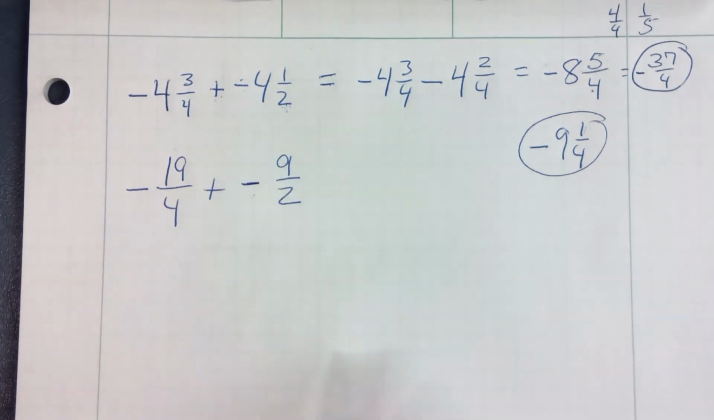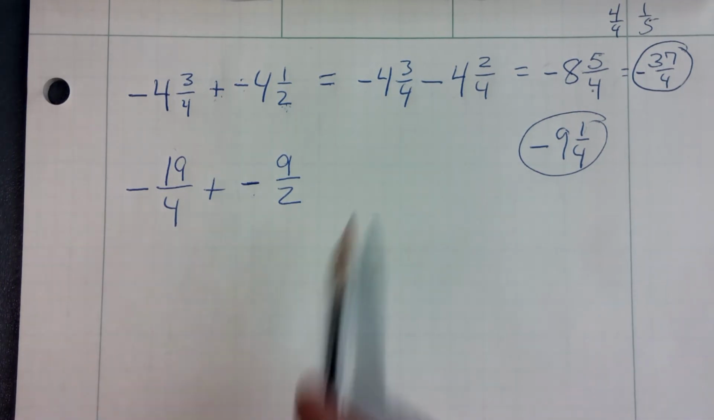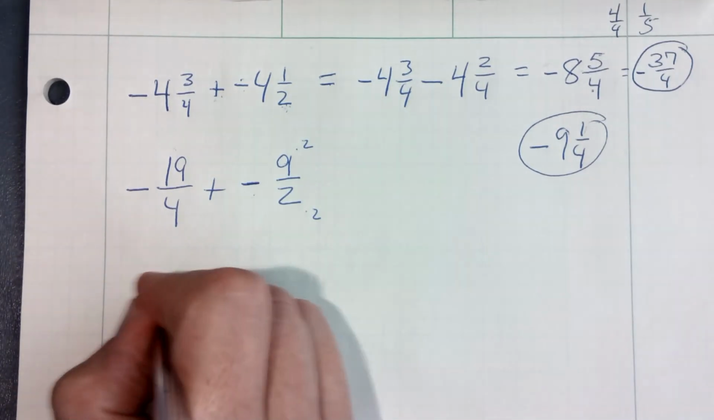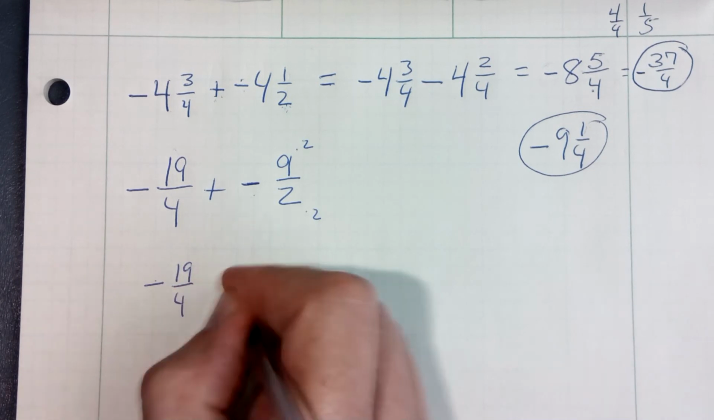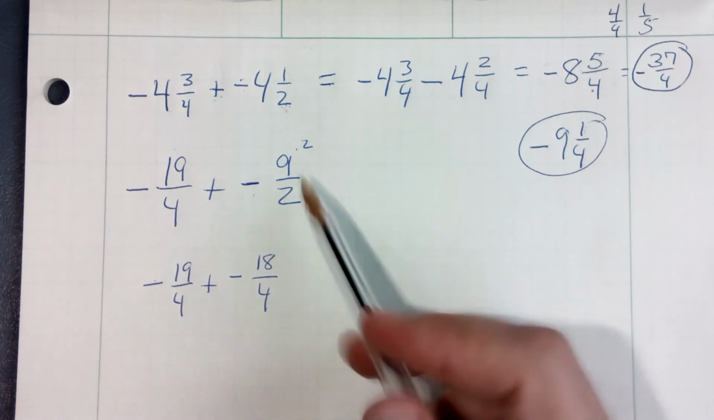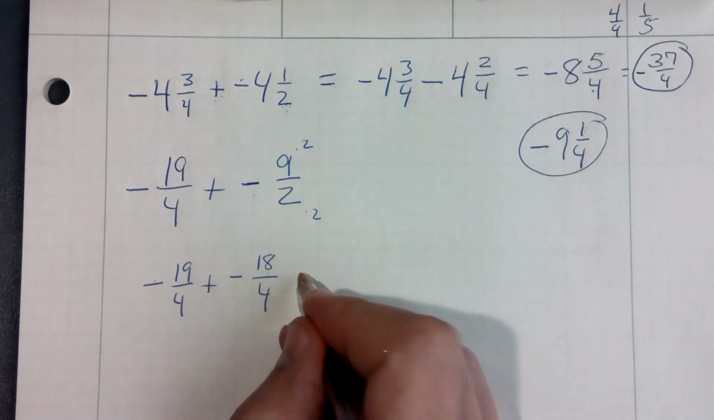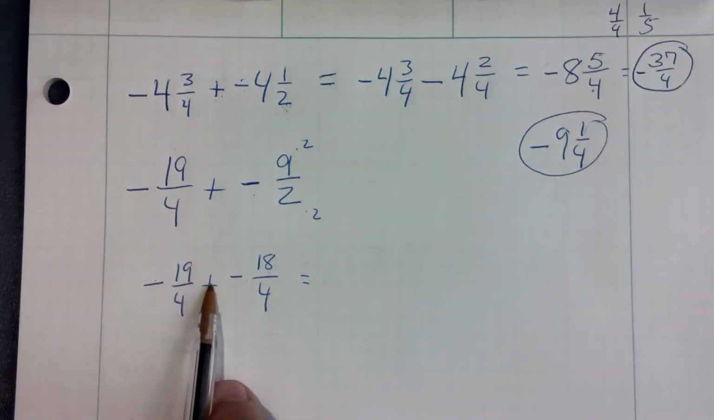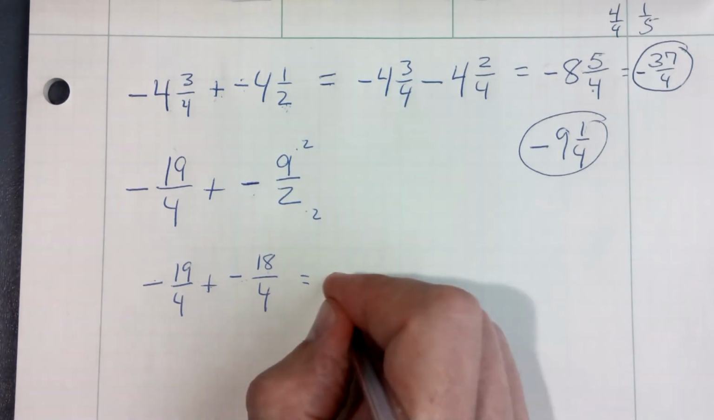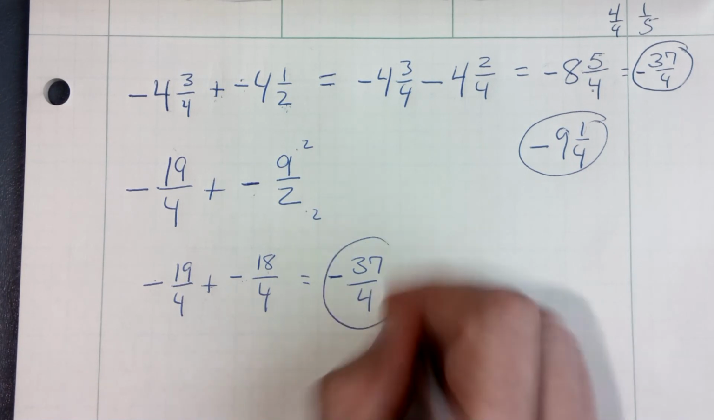Now I have my two fractions to add, but they're not a common denominator. So I'm going to multiply the bottom by 2 and the top by 2. So I get a -19/4 added to another -18/4, since 9 times 2 is 18. Now I'm adding two negatives, so it's going to be a larger negative. Negative 19 plus a negative 18 is going to be a negative 37/4, which is our answer up here.